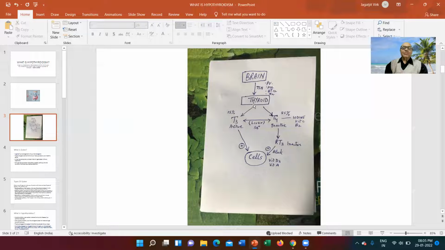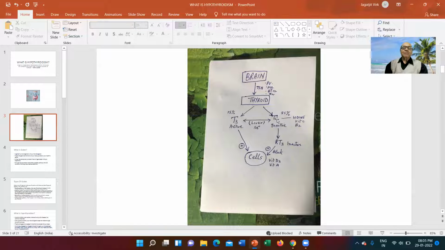And thyroid produces two main types of hormones. One is T3, which is only 15% and is active. And the other is T4, which is 85% and it is inactive. It is rather a stored hormone. And on requirement, our liver interchanges T3 and T4 with the help of selenium.